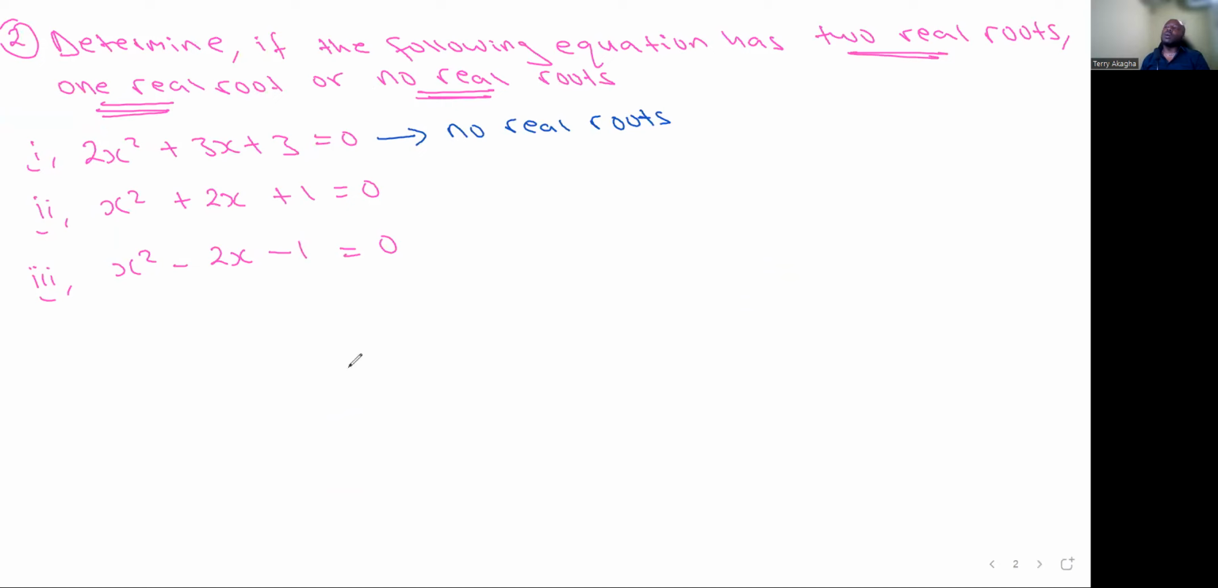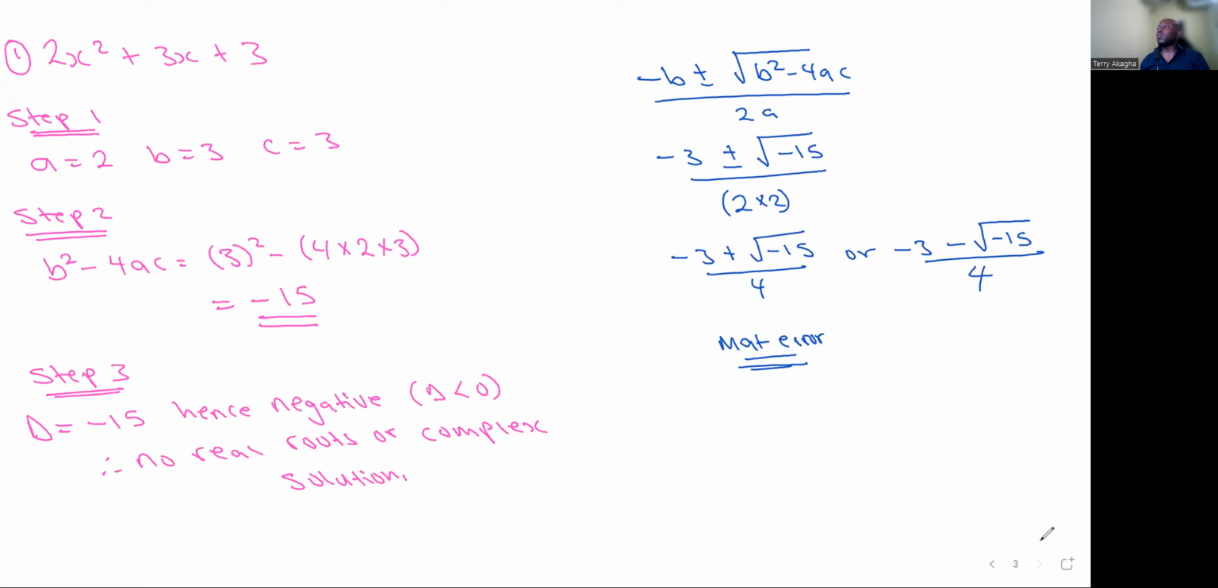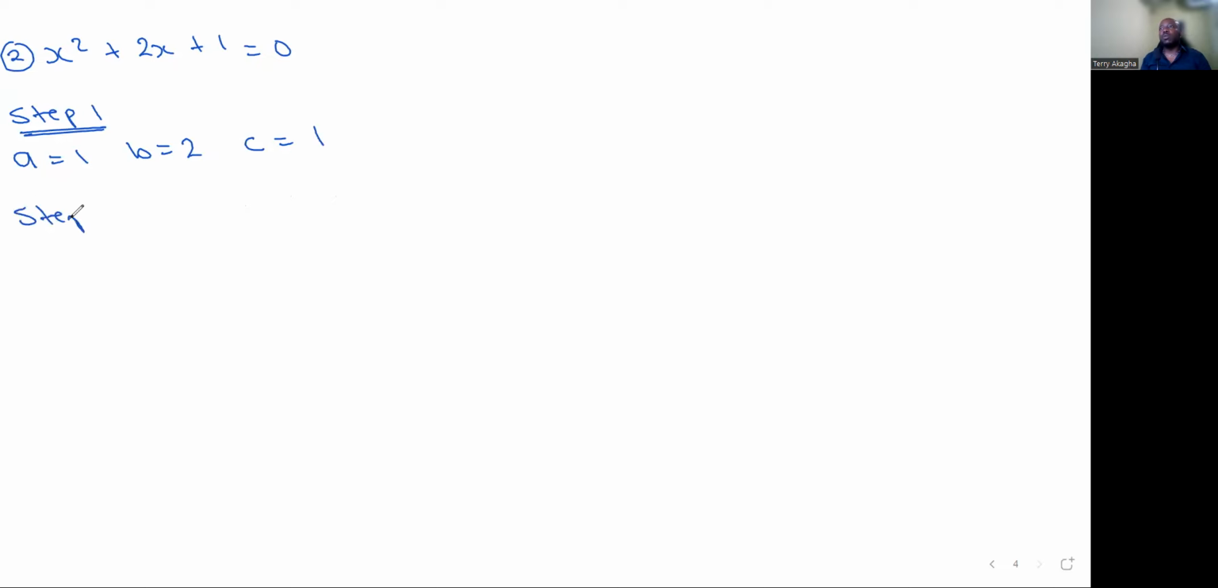Now let's go to number 2. We have x squared plus 2x plus 1 is equal to 0. Let's solve this. So step 1, we need to find the values for a, which is 1, b, which is 2, and c, which is what? 1.